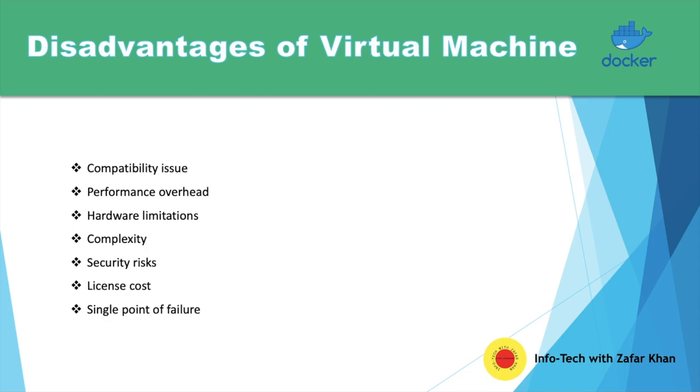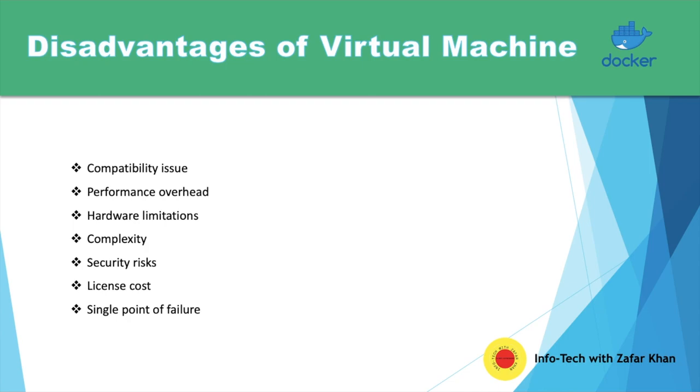However, there are some disadvantages in virtual machines, like compatibility issues. Compatibility means that migrating the existing system into the virtual environment can be difficult, due to compatibility issues between the software versions used across different platforms. If the software versions are different on different platforms, then it will create a compatibility issue. So migrating an existing system into a virtual machine environment can be difficult.